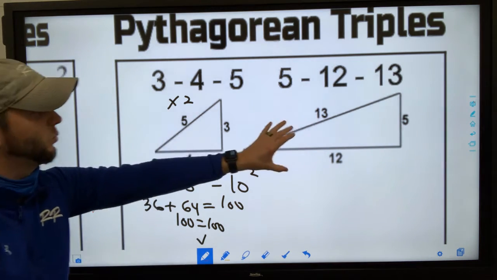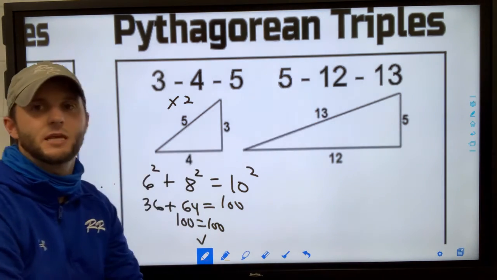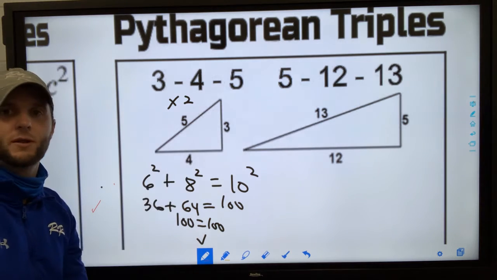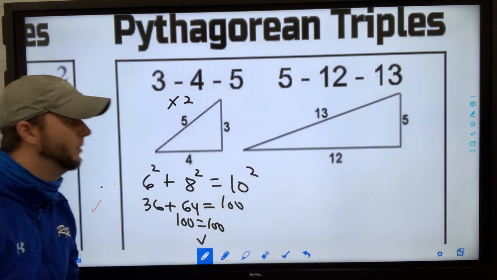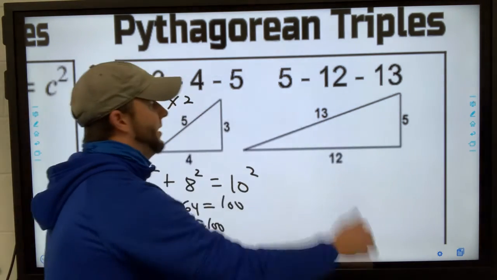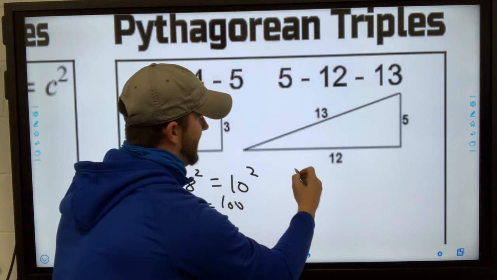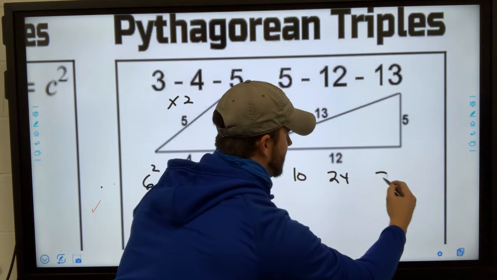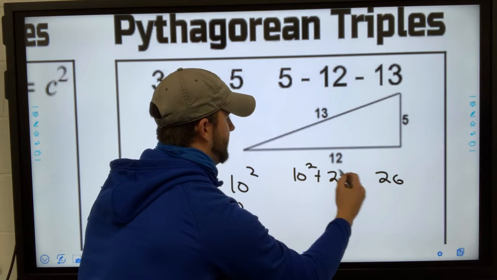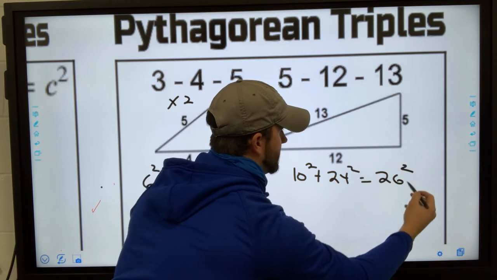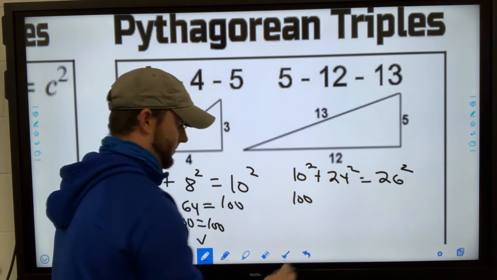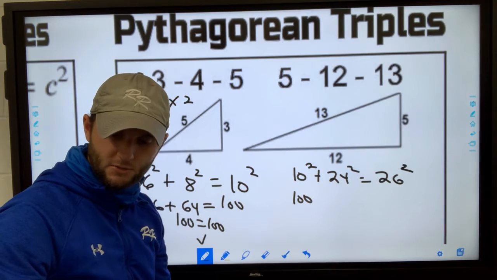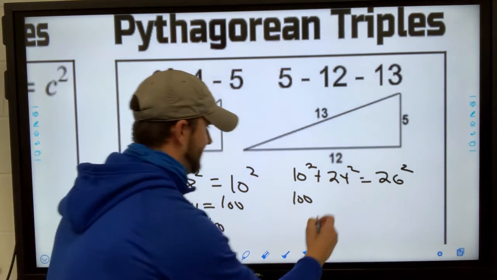The same thing would work with 5, 12, and 13. If I put that through, it works out to be a right triangle. So again, if I multiply these by 2, 2 times 5 is 10, 2 times 12 is 24, and 2 times 13 is 26. Let's put it through the Pythagorean theorem and see if it works. 10 times 10 is 100. 24 times 24 is going to give you 576.